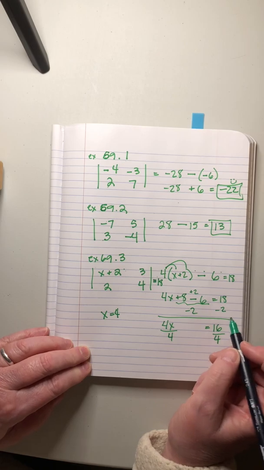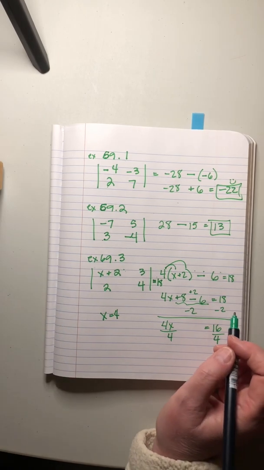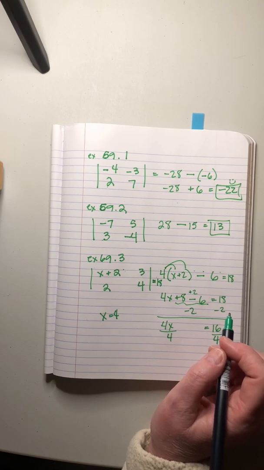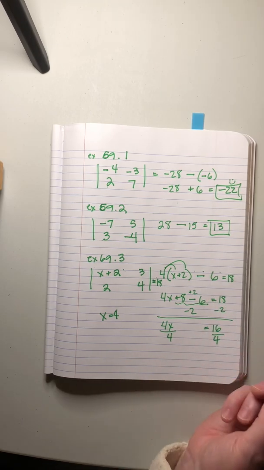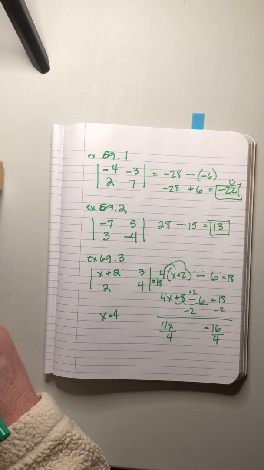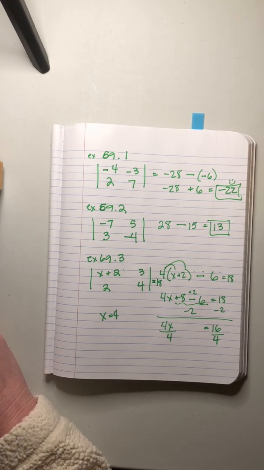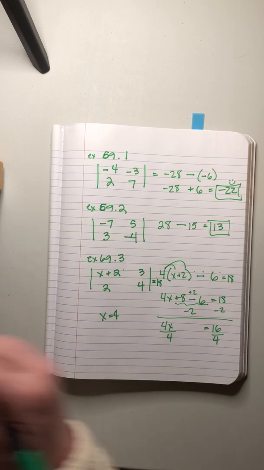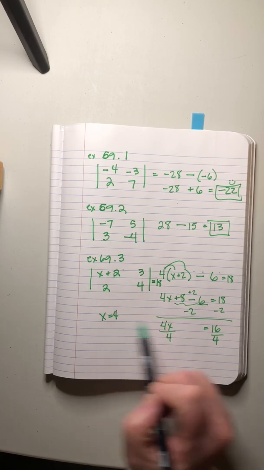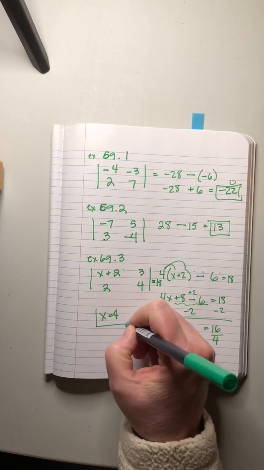Oh, wait a minute. Did I copy something wrong? Did I do something wrong? This isn't the right answer. Oh, I see. The actual problem said x plus 4 here. But that's okay, just do it my way. It's fine. We got it right for what we did.